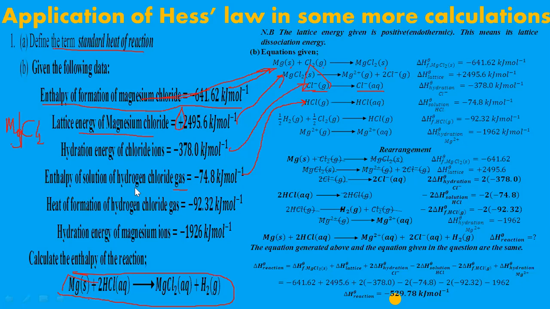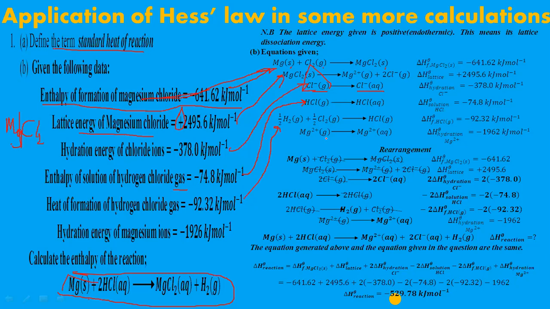Now, when I go to enthalpy of solution of hydrogen chloride gas, it's the hydrogen chloride gas now forming hydrochloric acid. That means putting hydrogen chloride gas in water. Then we have enthalpy of formation of hydrogen chloride gas. This is the trickiest part. It is here.